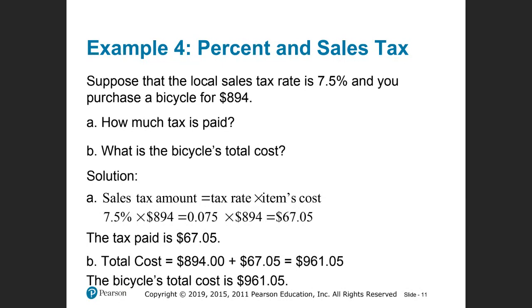But remember, you have to change the percent to a decimal by moving the decimal point 2 places to the left. Notice that we add a 0 in front of the 7, so it's 0.075, and we remove the percent sign, times 894. This gives us $67.05, so that would be the tax. So the total cost of the bike would be $894 plus the tax, which is $961.05.